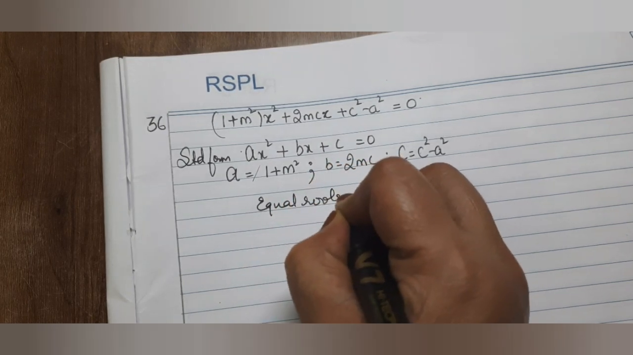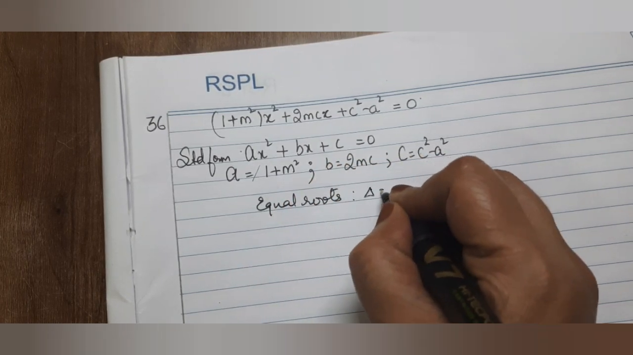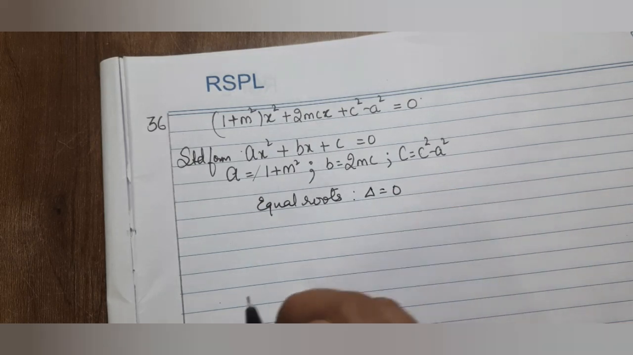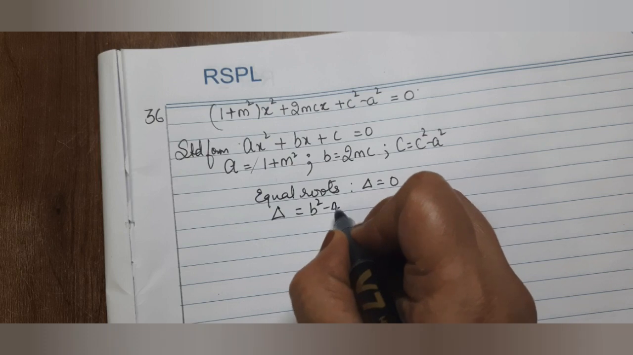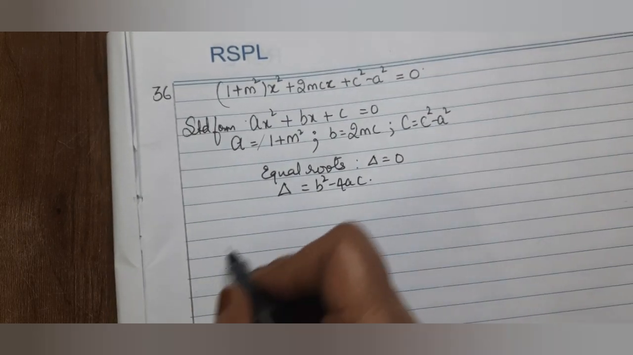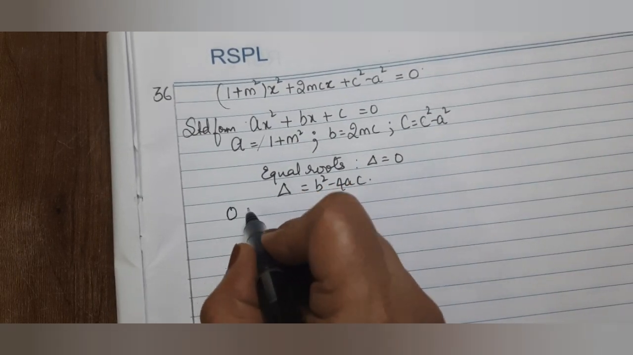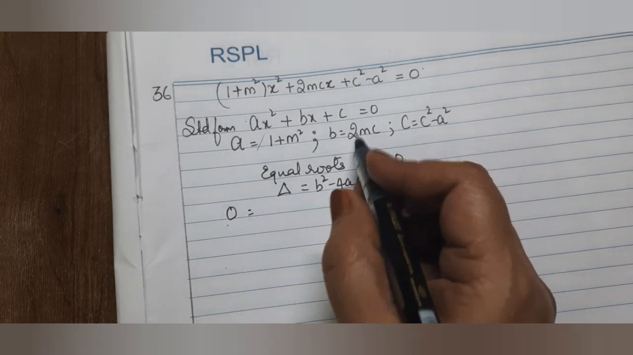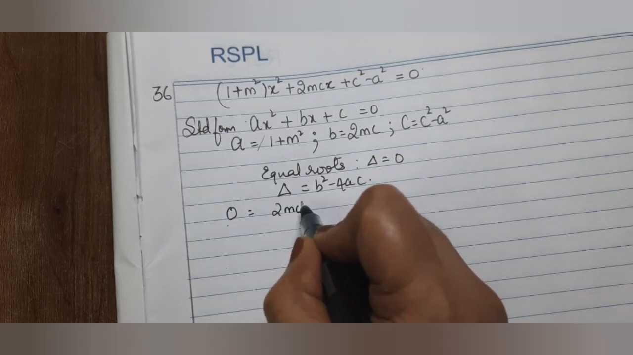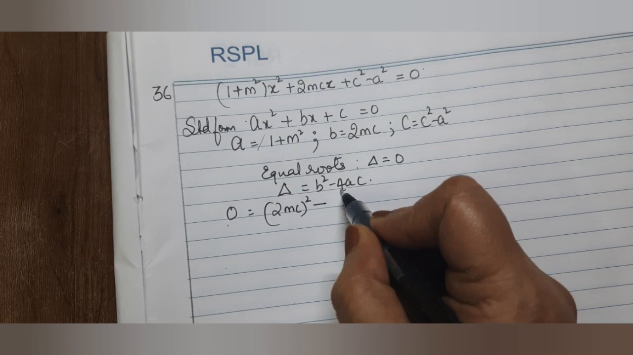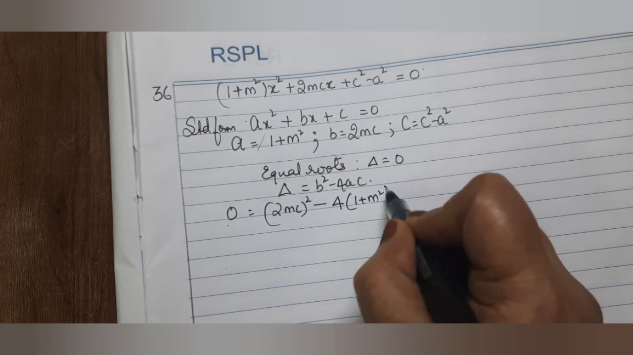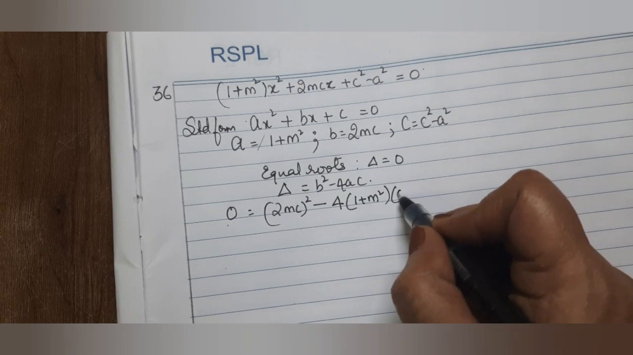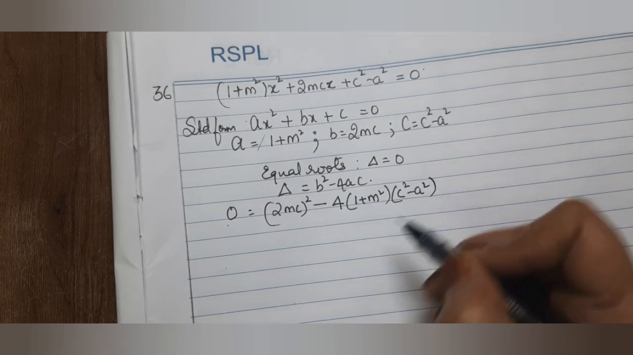It has equal roots, so delta will be 0, that is, the discriminant will be 0. The discriminant formula is b square minus 4ac. So here I will take 0 equal to b square minus 4ac, where b is 2mc whole square, minus 4 times a, which is 1 plus m square, and c is c square minus a square.